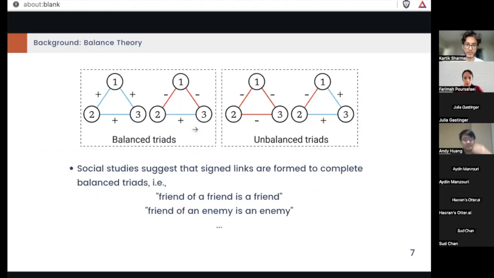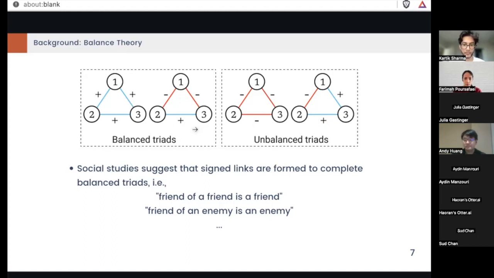So as we said, there is a different structure in the signed network. In fact, social studies have studied this phenomenon, this kind of network, a lot. And they have found that signed relationships tend to have a definite structure. In particular, the triads in a signed network tend to be balanced, by which I mean that in each triad, there would be an even number of negative edges.